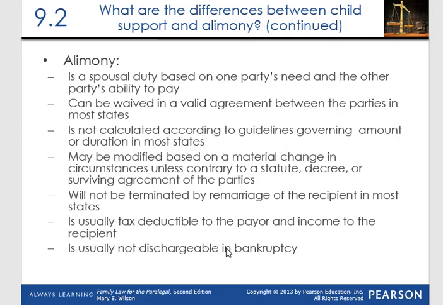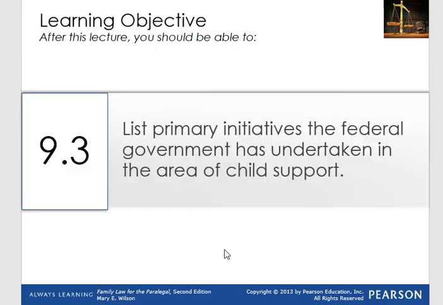It will not be terminated by remarriage of the recipient in most states. Not true in Ohio. Well, if you have a provision in your decree, typically if it's a negotiated agreement, you're going to have a provision that states that spousal support will terminate upon the death, remarriage, or cohabitation of the recipient spouse. So if that provision is in there, then it will in fact terminate on one of those terminating events. It is usually tax deductible to the payor and income to the recipient, and is usually not dischargeable in bankruptcy.